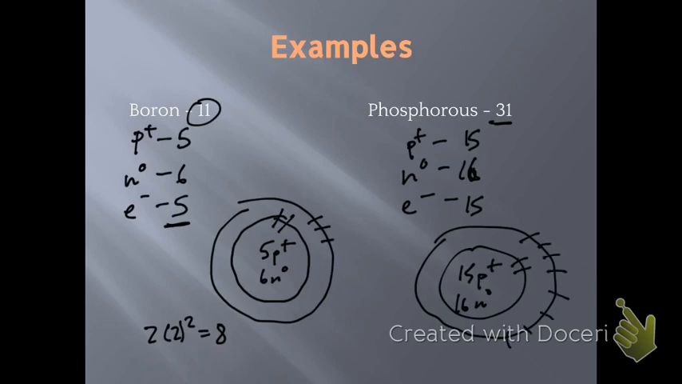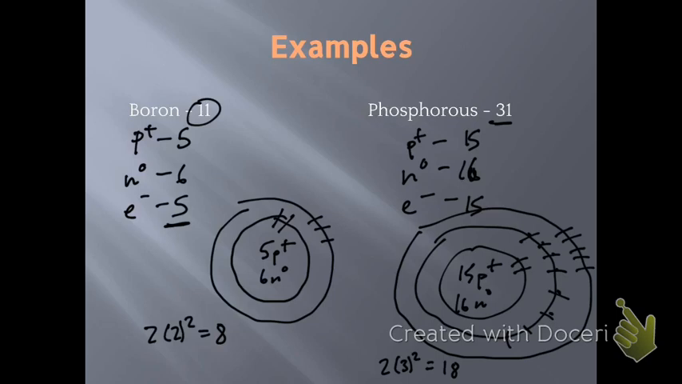So I have 1, 2, 3, 4, 5, 6, 7, 8, 9, 10. I have 10 total electrons. I still have 5 remaining. In my third energy level, I can fit up to, let's see, what's 2 times 3 squared? That's going to be 9 times 2 is 18, right? So I can fit up to 18. I just need to fit 5 more. 1, 2, 3, 4, 5, and that's it. Okay?